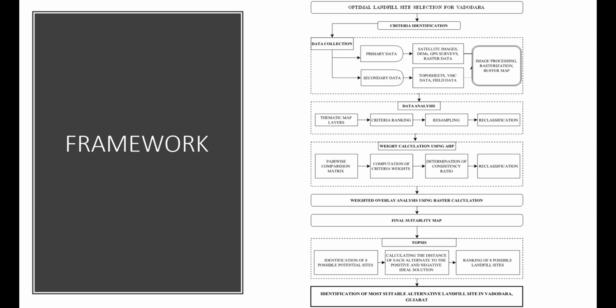After determining the weights from the AHP, a suitability map is then prepared using raster calculation in QGIS software. After obtaining the suitability map, 8 highly suitable sites are then selected for relative ranking. After relative ranking through TOPSIS is done, we get to know the most suitable alternative landfill site.